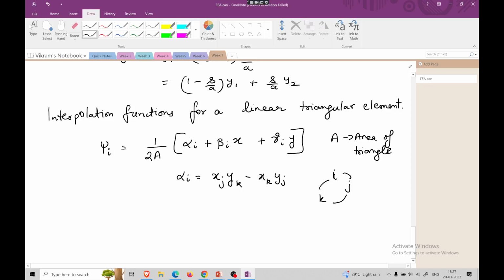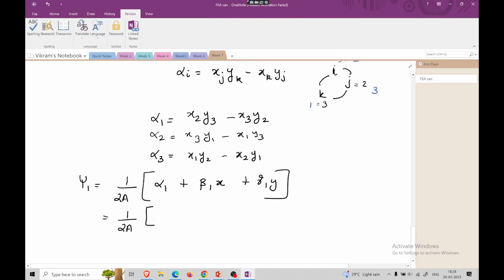So x and y we already found in terms of s. So I will substitute this just here. So this will be 1 by 2a. Alpha 1 is nothing but x2 y3 minus x3 y2 plus beta 1. Okay, can anybody tell what is beta 1, beta 2 and beta 3? Do you remember for the linear triangular element? So what is beta? y2 minus y3. Yeah. y3 minus y1. And this will be y1 minus y2, correct?